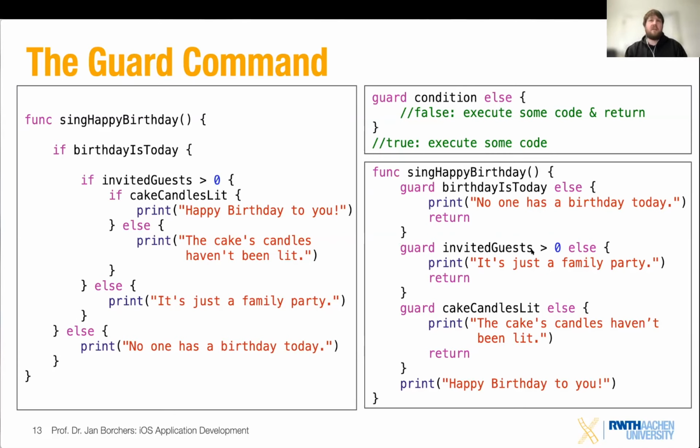And then we check for the invited guests. And if there are no invited guests, so the number isn't bigger than 0, then we print out it's just a family party, and we return from that point. So we directly handle what should happen if that's not true. And then for the last one, if the candles are lit, if that's not true, then we first need to light the candles, or specify they have to be lit, and return. And if all that is true, then we are here at the end and we know candles are lit, guests are there, someone's birthday today, and then we sing happy birthday.